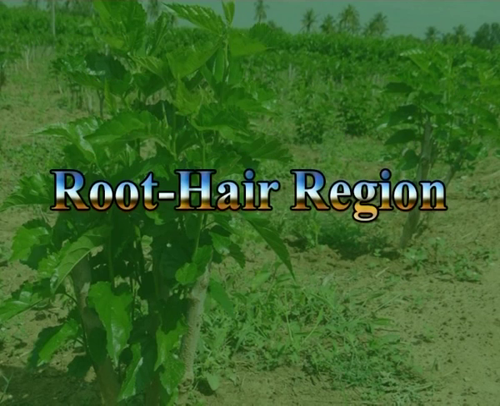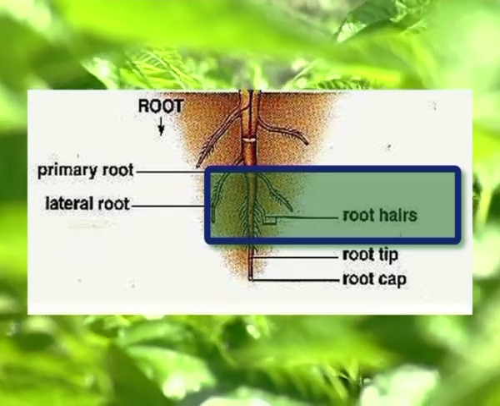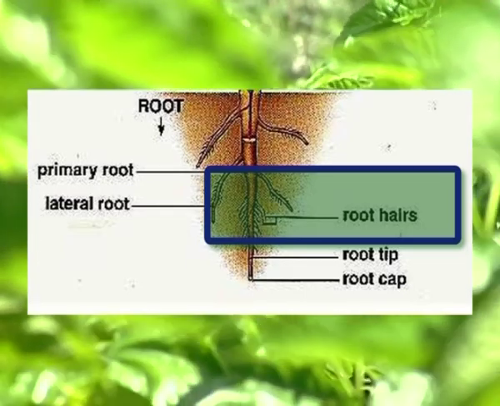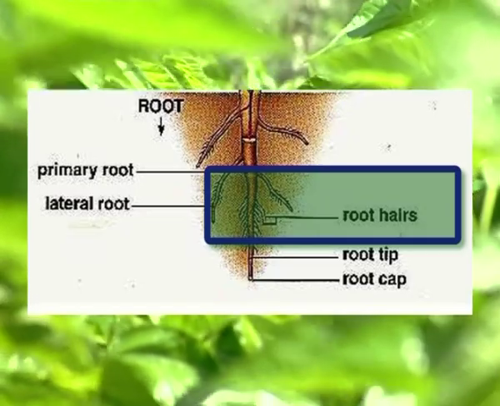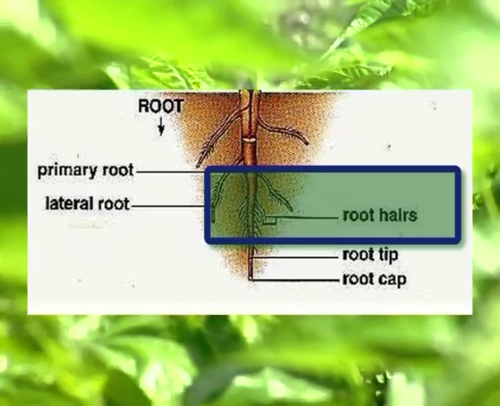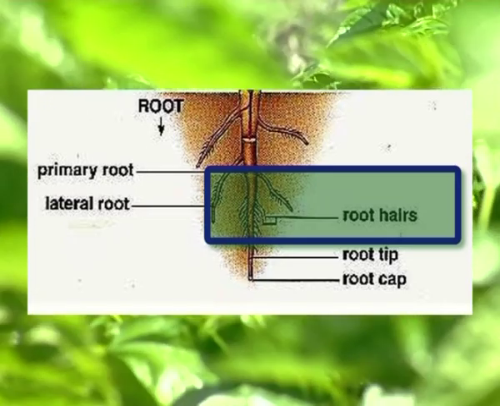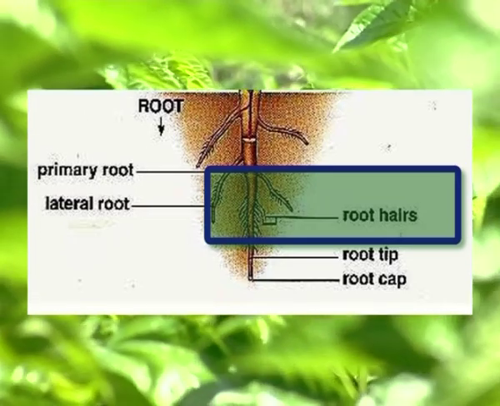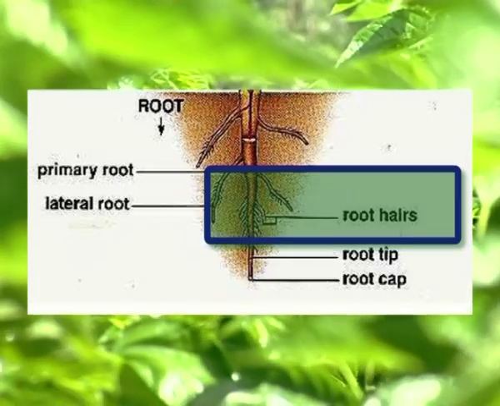Root hair region. The root hair region occurs a short distance above the region of elongation. Here a large number of fine hair-like outgrowths are formed. They arise from the epidermal tissues of the root and are called root hairs. The root hairs are short and short-lived and are developed in the primary and secondary roots.